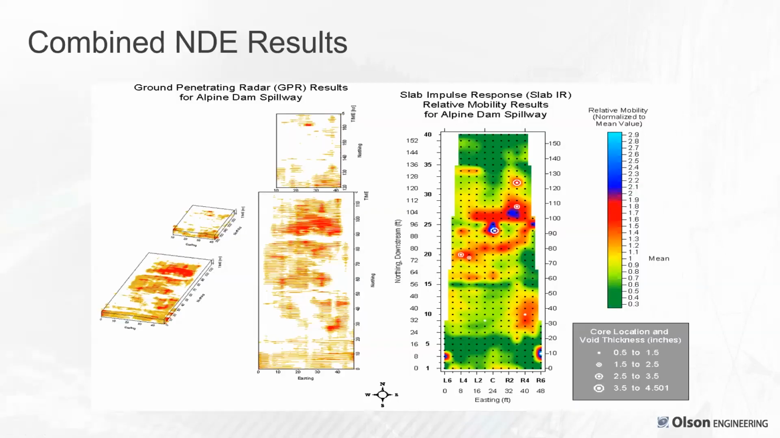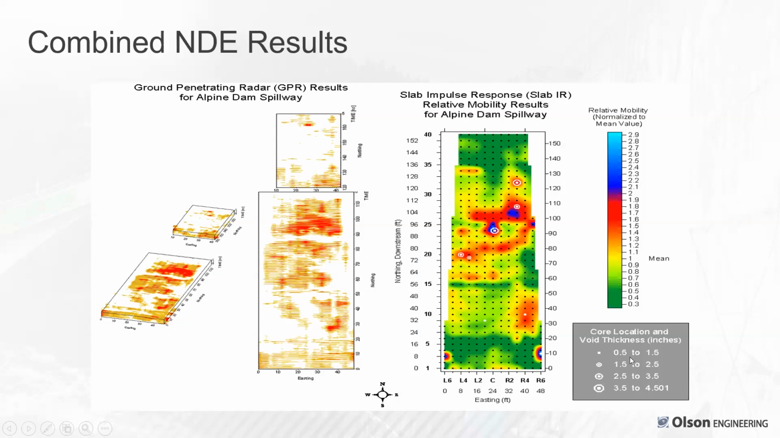So the radar data, combining the results, is in two sections on the left, the upper and lower part of the spillway. The darker color is showing the voiding areas. That correlates pretty well with the slab impulse response. The mean value of 1 was normalized, and as you moved up into these colors, into the blues, it was much more mobile, meaning much more likely to be voided. So you can see there's a general correlation between the two tests as showing void below the spillway slab.